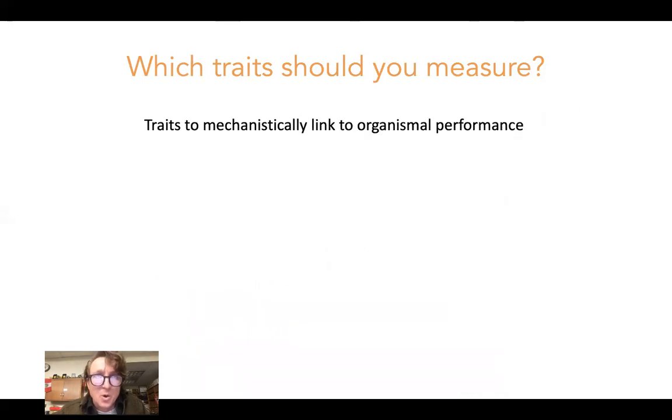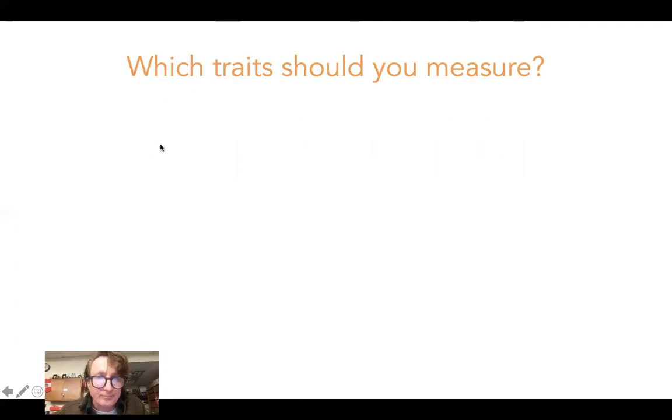And so what you want to do is step back and think about traits that link to the performance of the organism in the environment, right? And so depending on your different performance metrics, you want to think about which traits are best linked to that, okay? So an easy way to do that is let theory tell you which traits to measure.